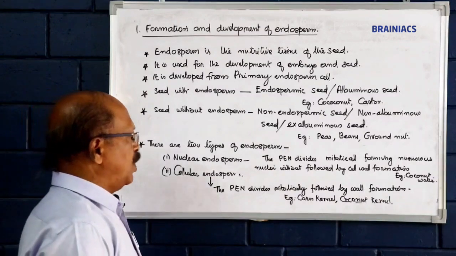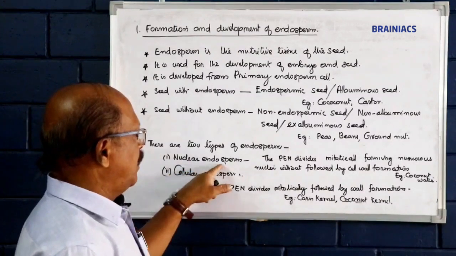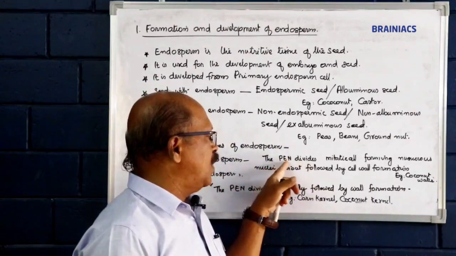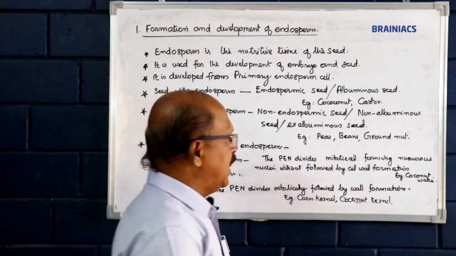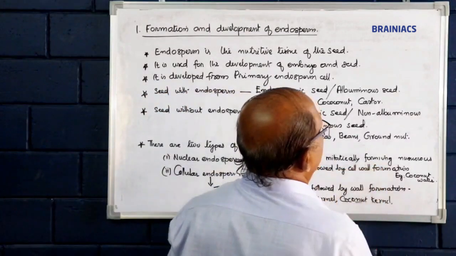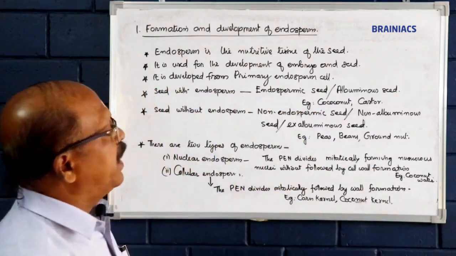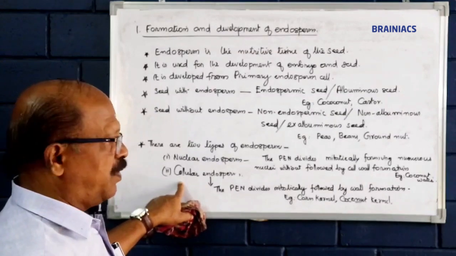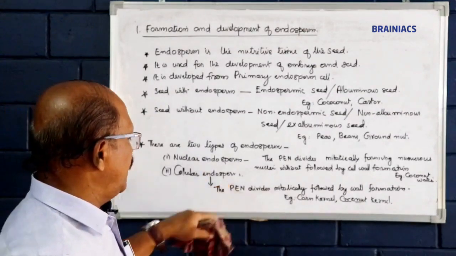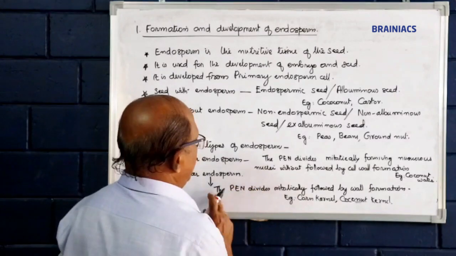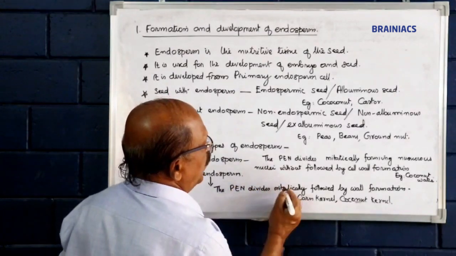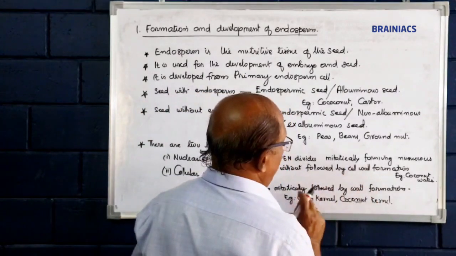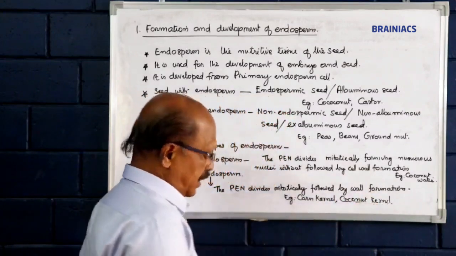See, there are two types of endosperms: nuclear endosperm and cellular endosperm. In nuclear endosperm, the PEN or primary endosperm nucleus divides mitotically, forming numerous nuclei without being followed by cell wall formation. Then the example, coconut water. Cellular endosperm is where the primary endosperm nucleus divides mitotically, followed by wall formation. Example, corn kernel, coconut kernel, etc.